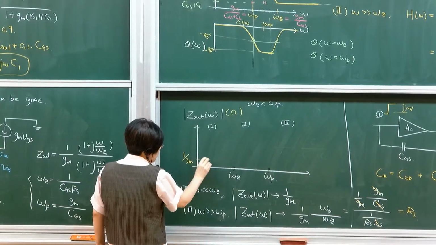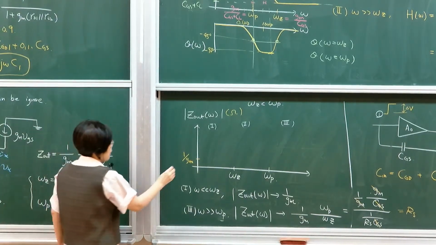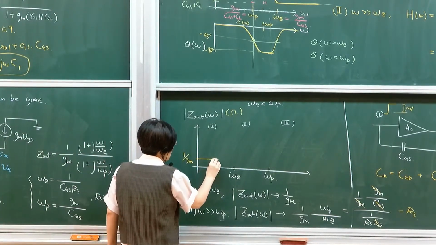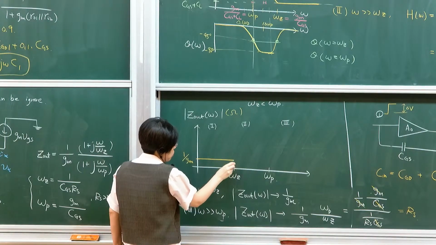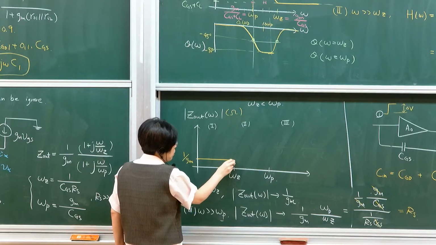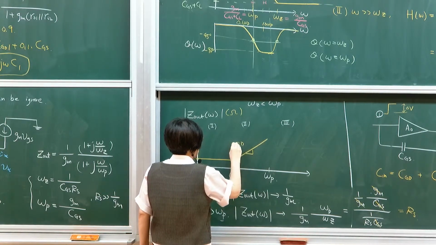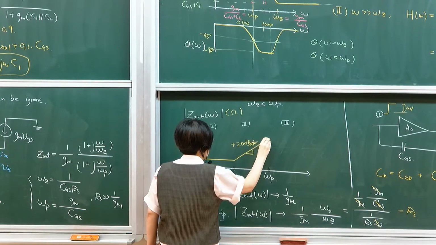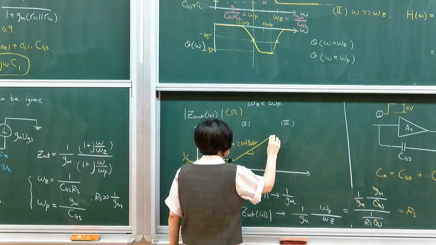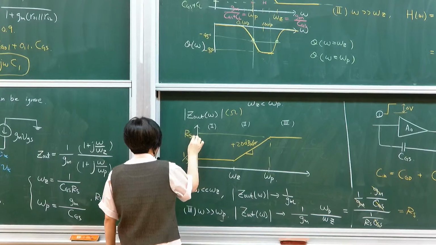So I start at 1 over GM. This is at the bandwidth that we wish to operate. And then once it hits omega Z, your impedance will start to rise at 20 dB per decade. And then it will hit and flatten out at RS.